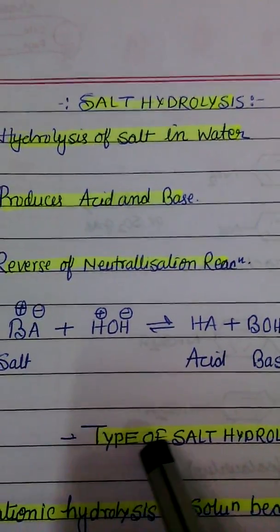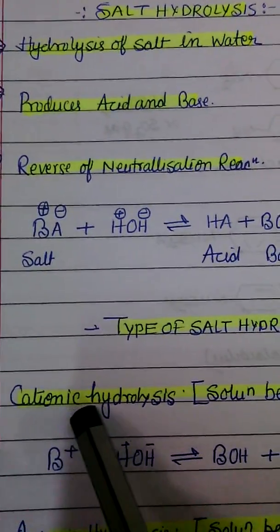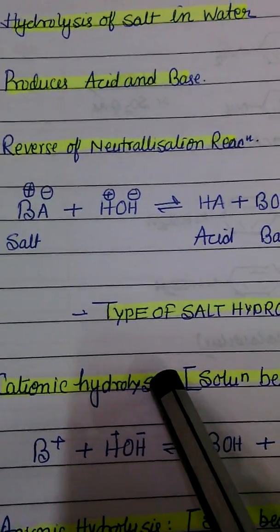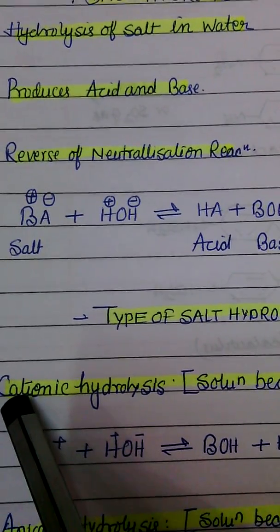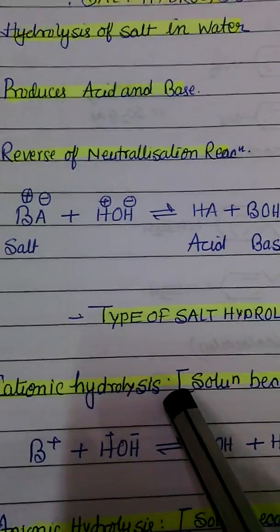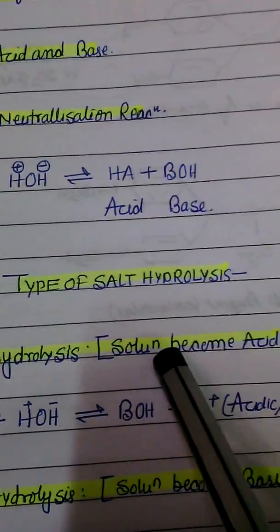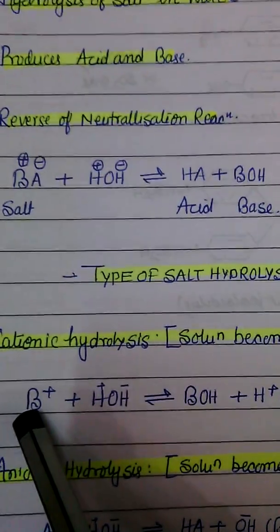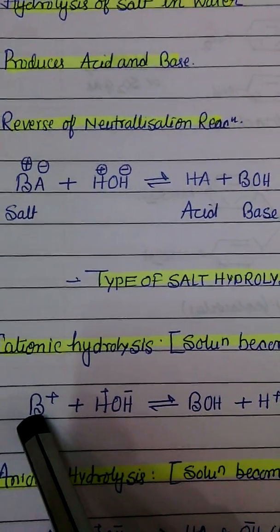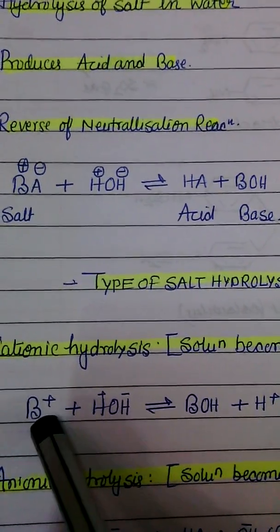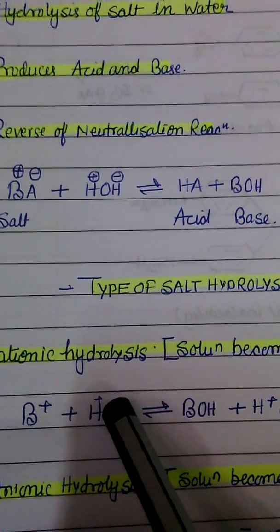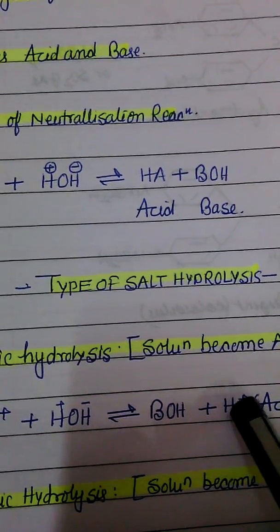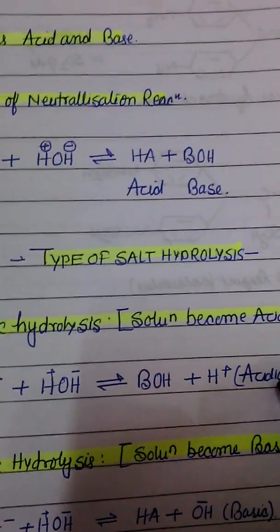Salt hydrolysis is of two types, one of which is known as cationic hydrolysis. When the cation part of the salt is taking part in the hydrolysis reaction, it is said to be cationic hydrolysis. Whenever cationic hydrolysis is taking place, the solution becomes acidic in nature. To understand this, let us consider an example of cation B+, which can be obtained from the salt that we have already taken, BA. B+, when it interacts with water, forms BOH and H+ ion, and due to this H+ ion, the nature of the solution becomes acidic.